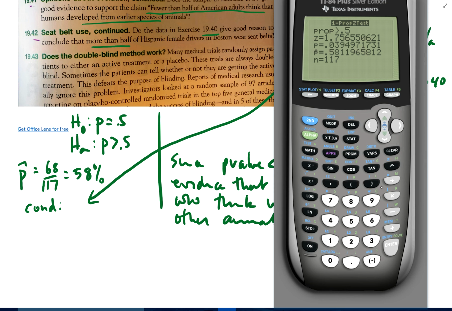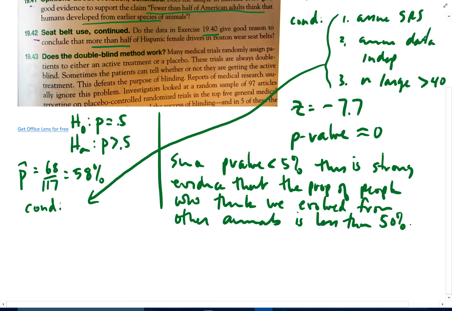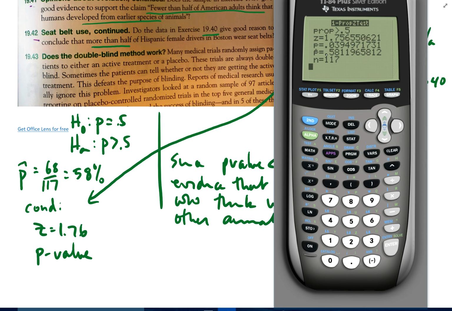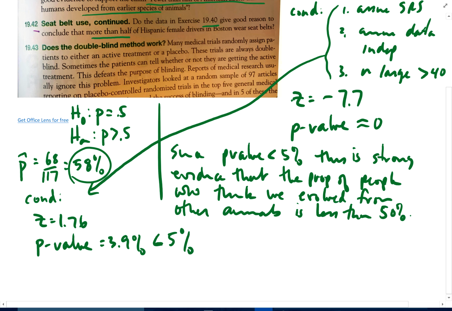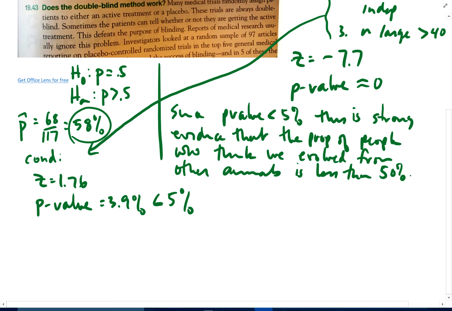Okay, and my z is 1.76, and the p-value is 0.039, or 3.9%. So that means I have a 3.9% chance of getting a p hat, a sample that big, by chance. Okay, that's pretty small, because that's less than my cutoff of 5%, which makes me go, oh, that's not likely to happen by chance.